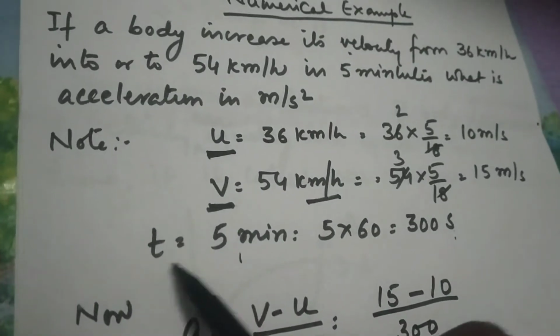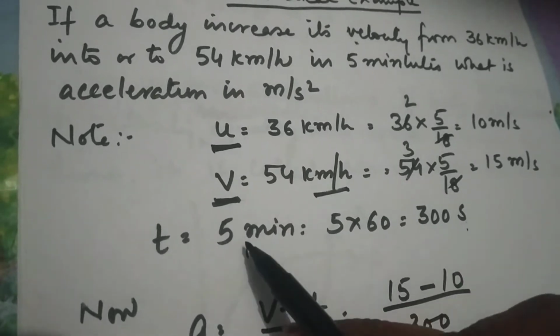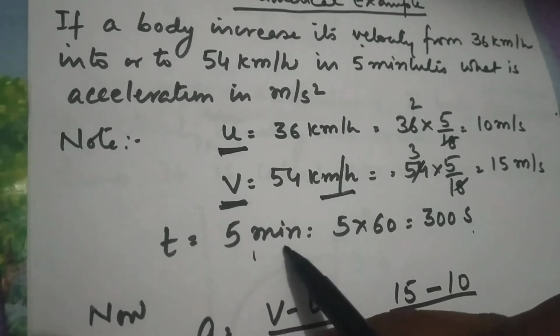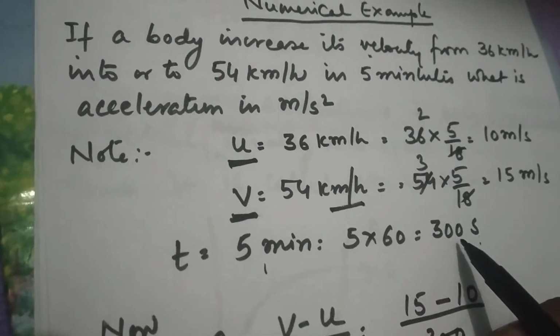But what about the time, which is in minutes? So we have to convert that also into seconds. So multiply 5 minutes, in each minute there are 60 seconds. So 5 multiplied by 60, you get 300 seconds.